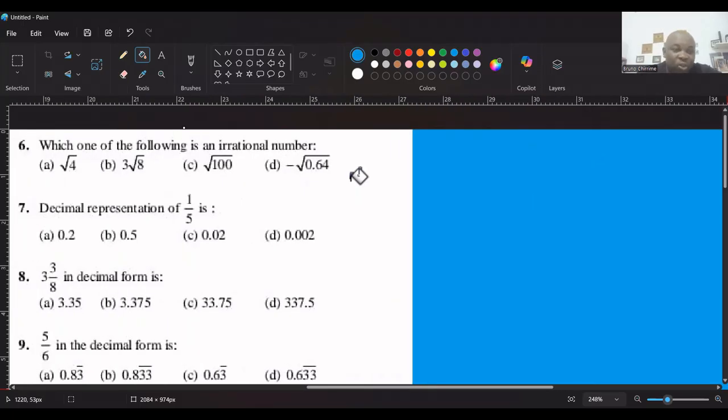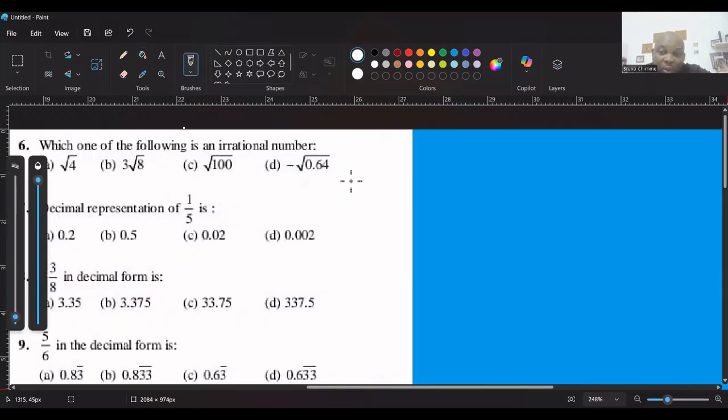Okay, question 6 wants to know which one of the following is an irrational number, so not a rational number, cannot be written as a fraction. So the square root of 4, we know that is 2, and 2 can also be equal to 2 over 1, which is a fraction. So this one is a rational number. It's not an irrational number. So we go to B, and in B we have 3 times the square root of 8.